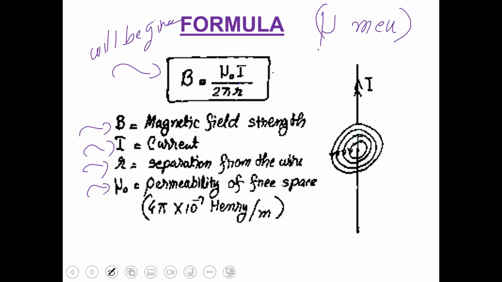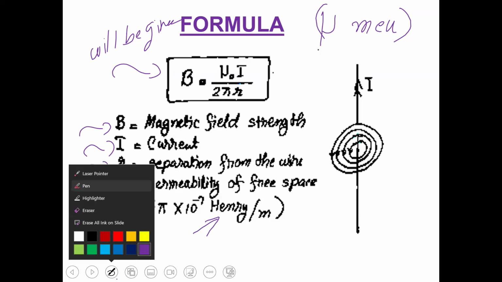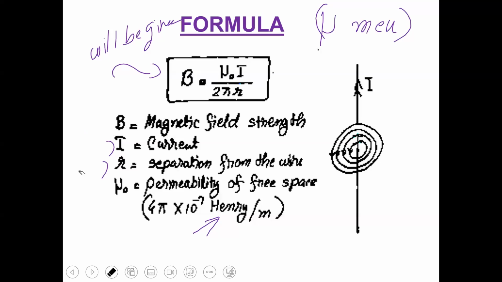Permeability of free space, and the unit is very funny. The unit is Henry per meter. So this is actually the formula which we can use here. The formula says how you can calculate the magnetic field strength around a straight wire: mu naught I upon 2 pi r. Okay, now you have to copy this.